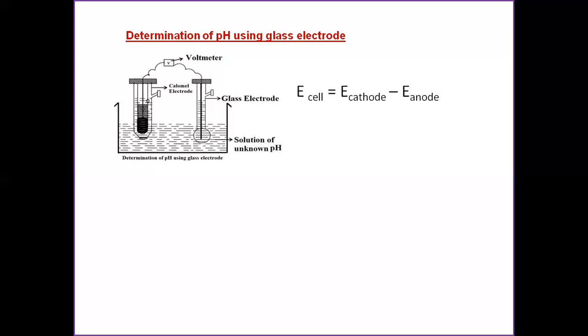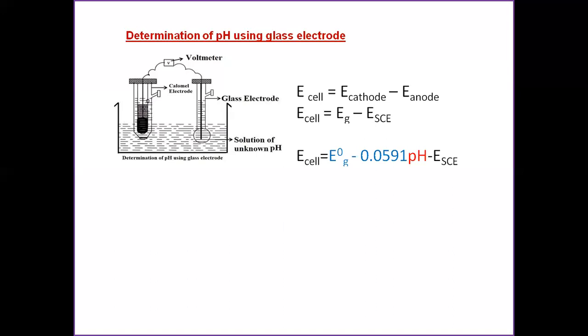And all of us know that cell potential can be given as E cathode minus E anode. Here in this case, glass is acting as cathode by default and the calomel is acting as anode. We can write the equation E cell is equal to E glass minus E standard calomel electrode. In the previous derivation, we have derived the glass electrode potential, so E cell is equal to E0G minus 0.0591 pH minus E standard calomel electrode as it is.